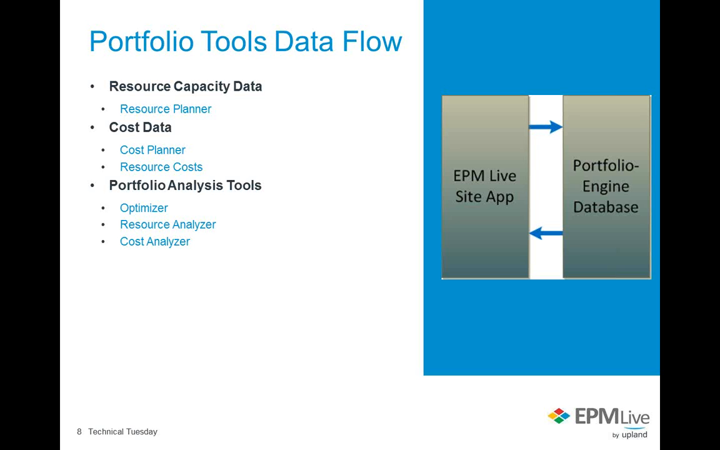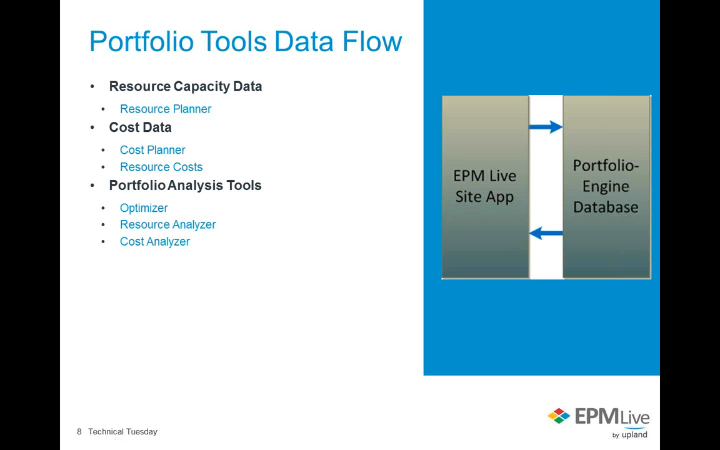Now the next topic is with regards to our portfolio tools and how the data flows between the Portfolio Engine database and our EPM Live site app. As I've mentioned a couple times, these are specifically with regards to our cost and resource planning. So for example, we have our resource capacity, and that's our resource planner. We also have our cost data, such as our cost planner, or then the resource costs. And then we also have some analysis tools, such as our optimizer, or also our cost modeler, our resource analyzer, and our cost analyzer.